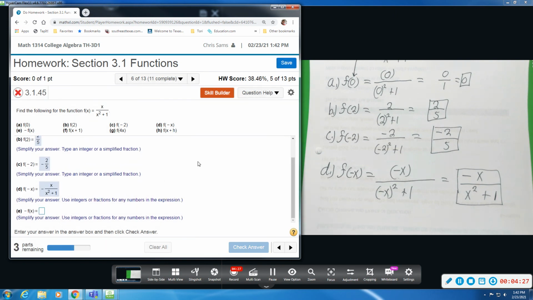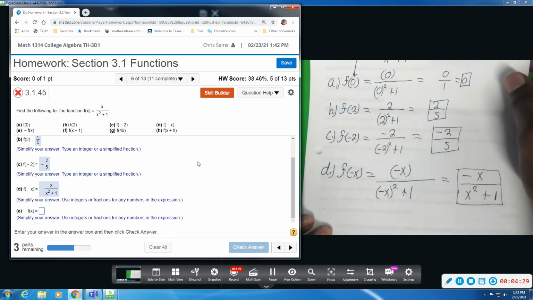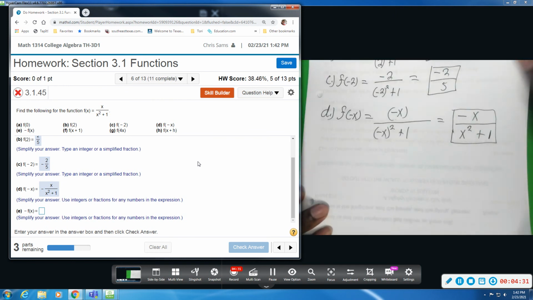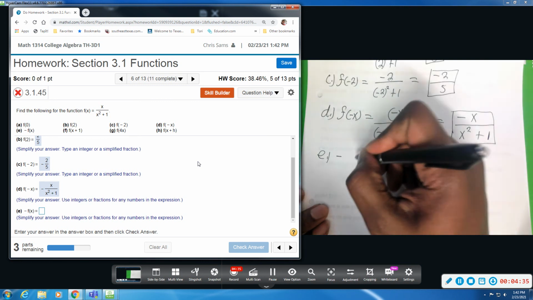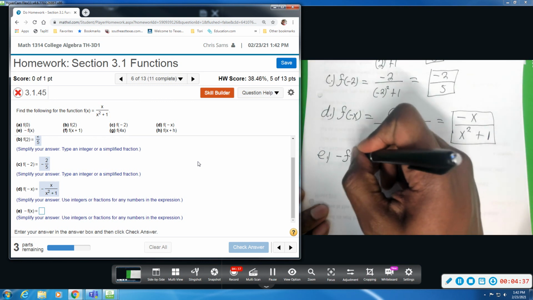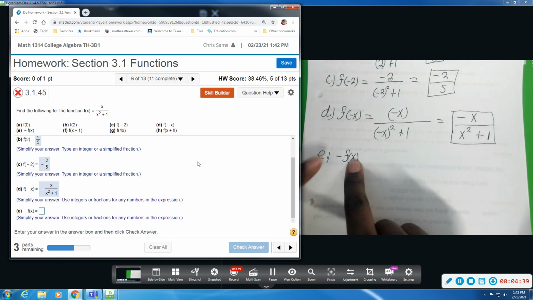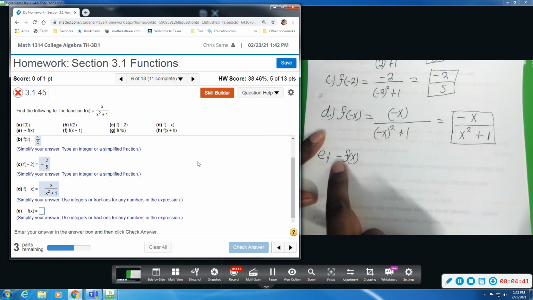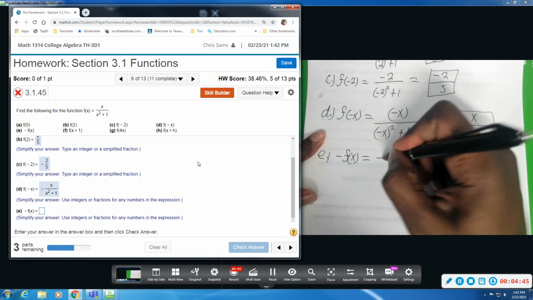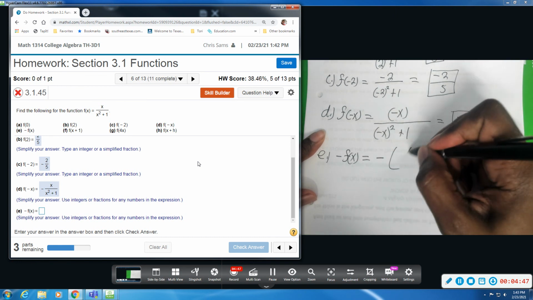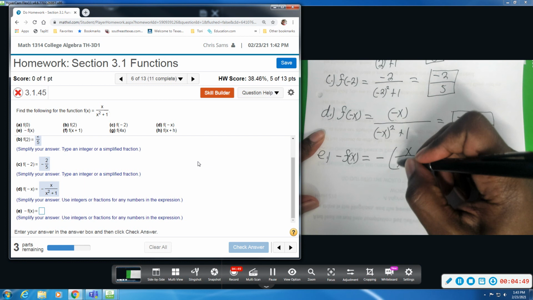Alright, so we're halfway through. Now we want to do E, which has a negative on the outside. Negative f of x. So f of x, this part is still the same. The only thing different is we added a negative. So that's what you're going to do to your equation. Just add a negative, and you still have everything else intact.